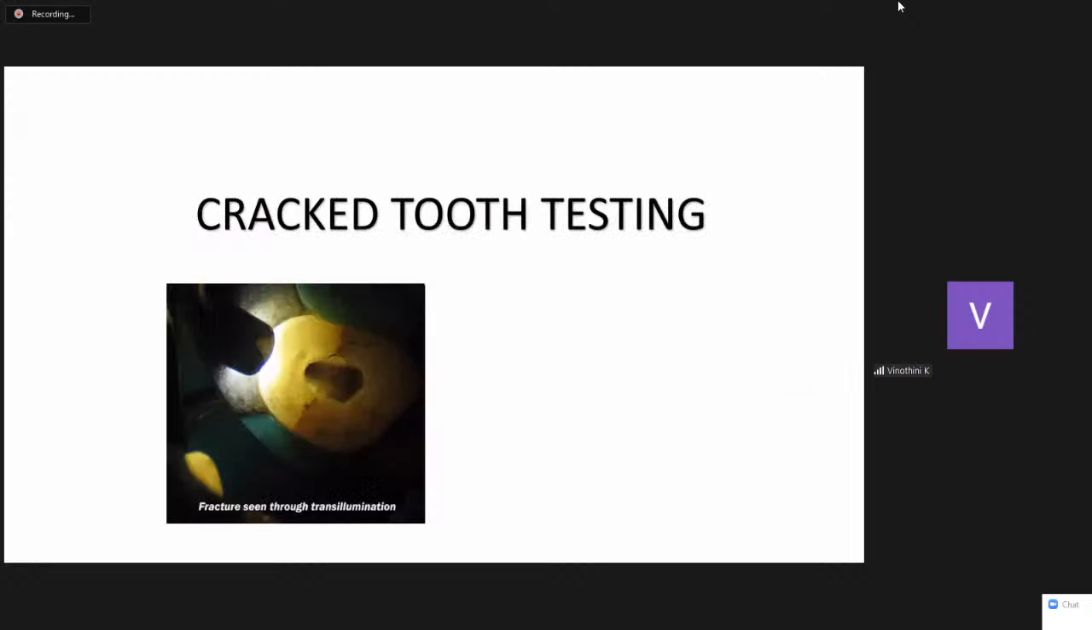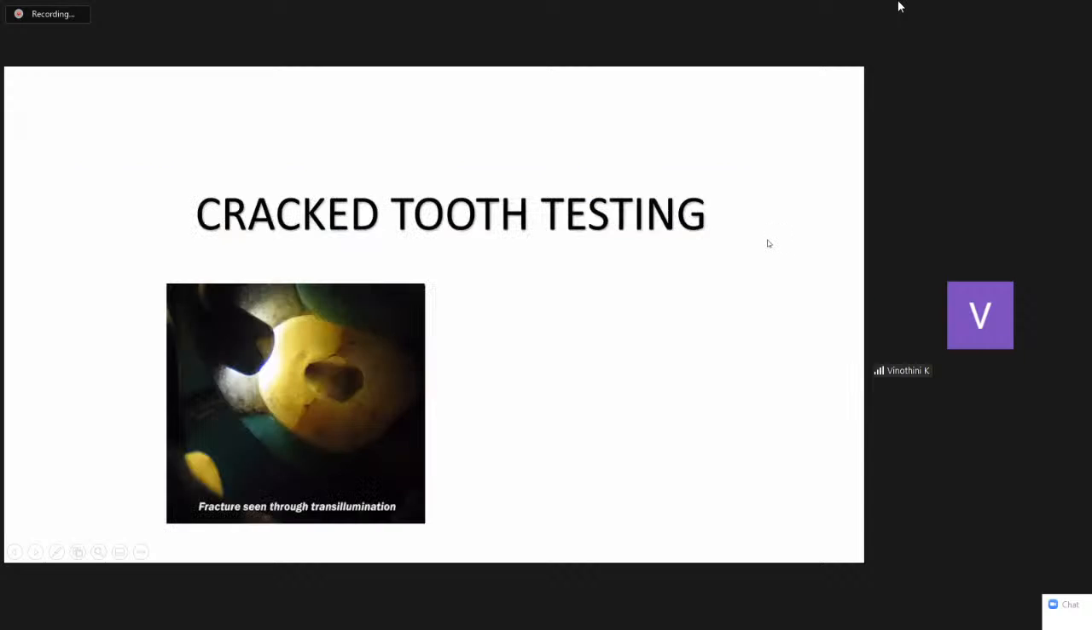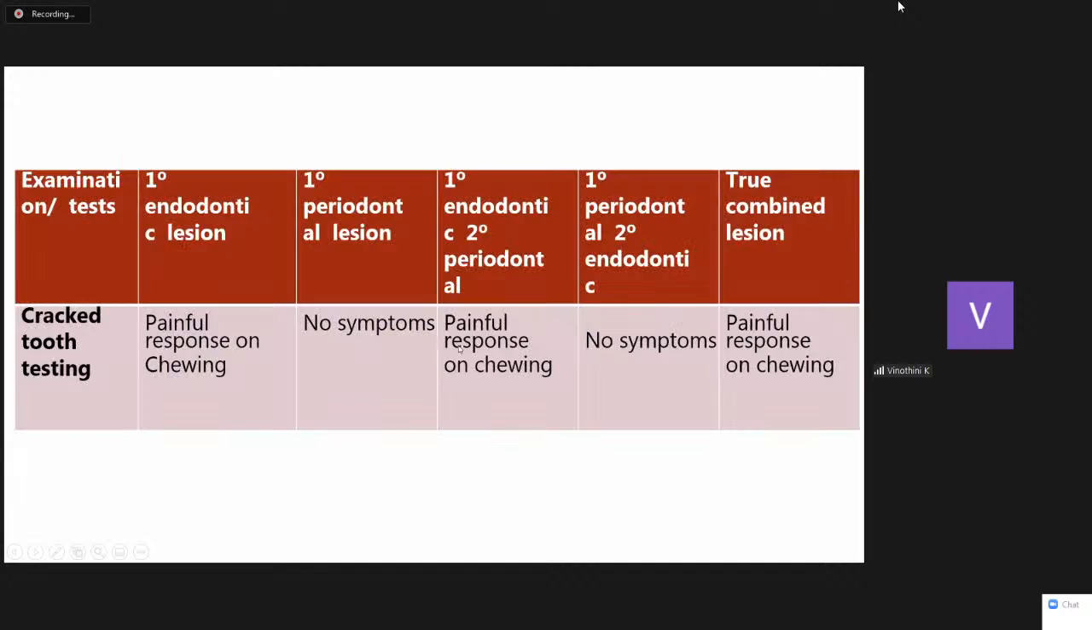And cracked tooth testing is going to be positive only for endodontic infections, only for endodontic infection, because there is nothing to do with the periodontal side. So this is a pure endodontic origin. This is a test called transillumination, where you can see the fracture lines. Okay, this is an endo origin thing.